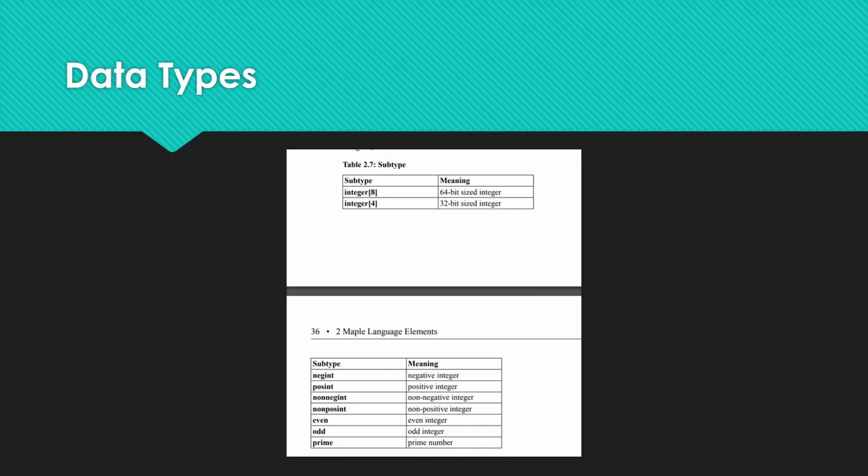Integers have subtypes such as negatives, positives, even, odd, and prime numbers.